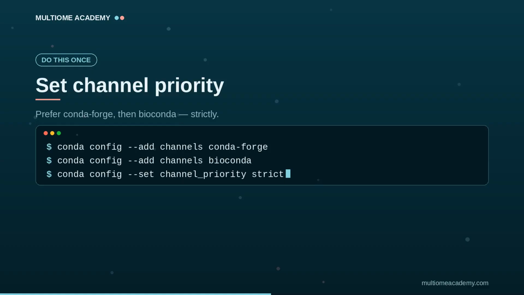Run these 3 lines once, right after installing. They tell conda to prefer conda-forge, then bioconda, and to enforce that order strictly. Strict priority is the single most effective setting for avoiding the slow, tangled installs beginners dread. Note the order. Whatever you add last becomes highest priority, so conda-forge ends up on top.